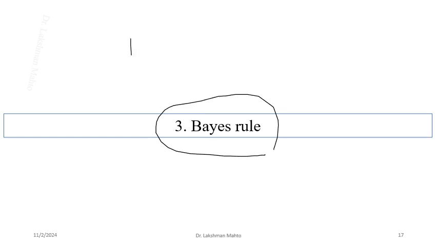What is the definition of conditional probability? You write it. A given B equal to how much A is happening within B, that means the joint occurrence of A and B, divided by, normalized by, I am using a better word, normalized by the probability of B.